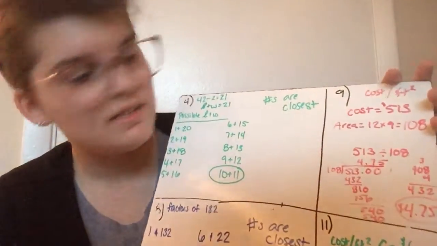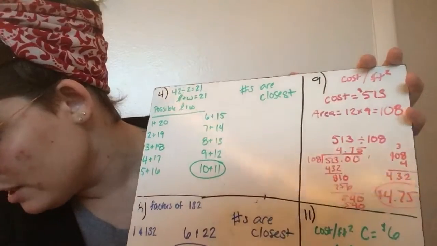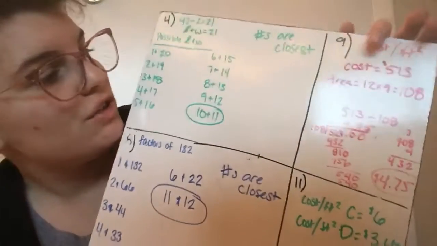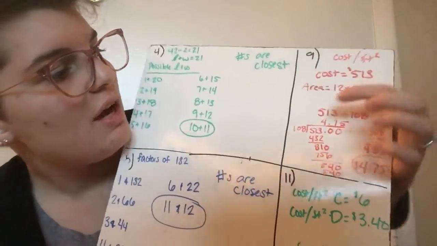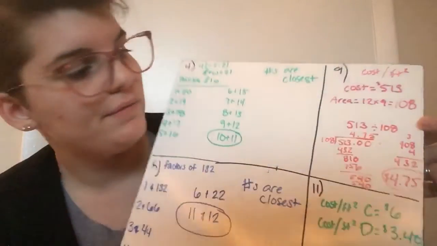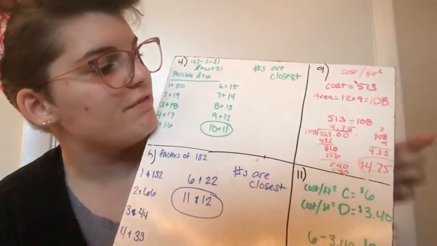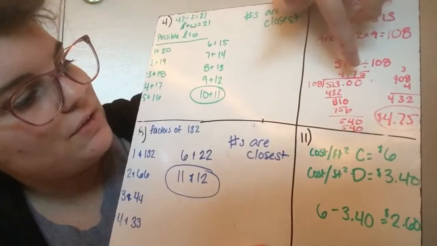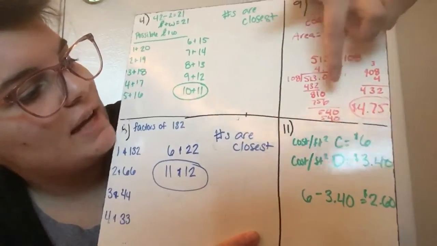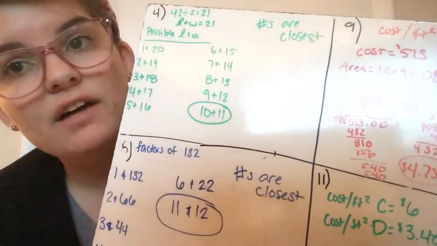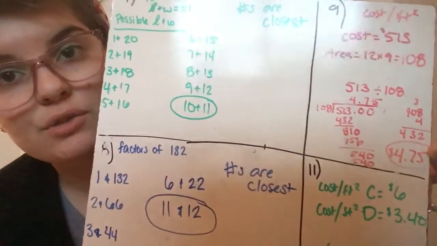So number 9 says, what is the cost per square foot of rug A? So I put cost per square foot, or feet squared. My cost total is $513. My area, it gives me 12 feet by 9 feet, which means it's 108 feet squared. So to find the cost per feet squared, I would do division. As I do division, you can see 108 goes into 513 4 times. And I'm going through the whole process. When I get to the 5, 108 times 5 is 540. So my answer is going to be $4.75 per square foot. Okay?